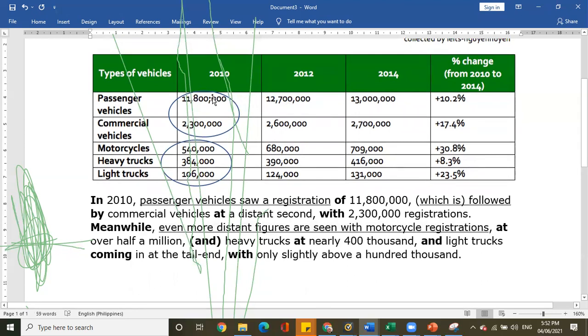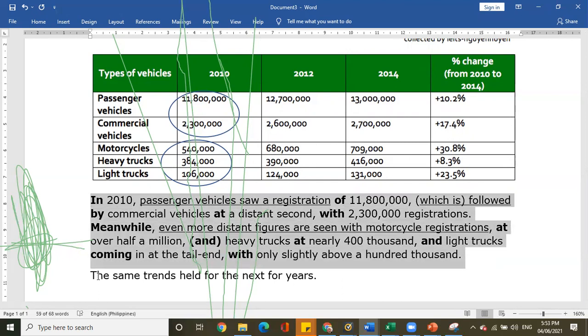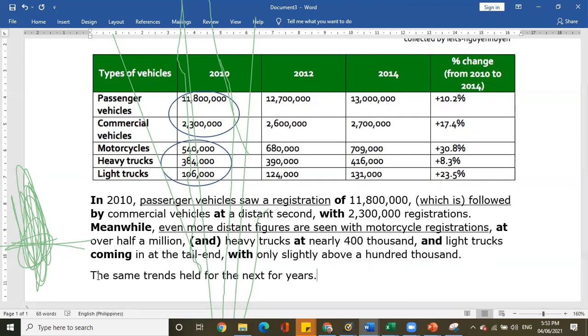Let's jump from 2012 to 2014 there. So we will see that the same trends held for the next 4 years. See, you're tired of all this complexity. All of these are complex. I mean, it can't be complex all the time, guys. So you gotta mix it up.